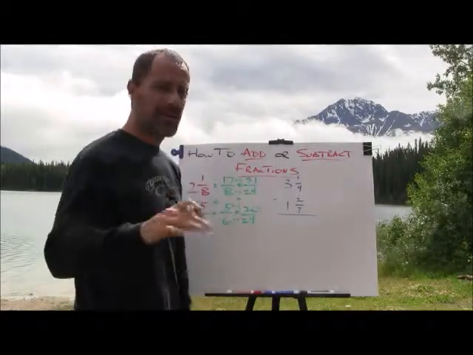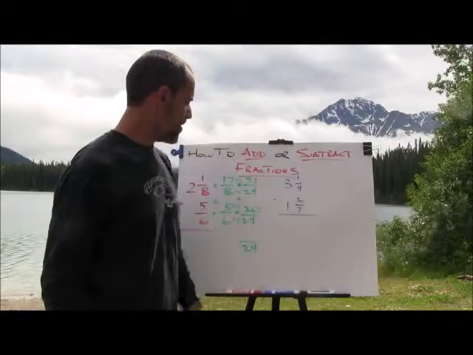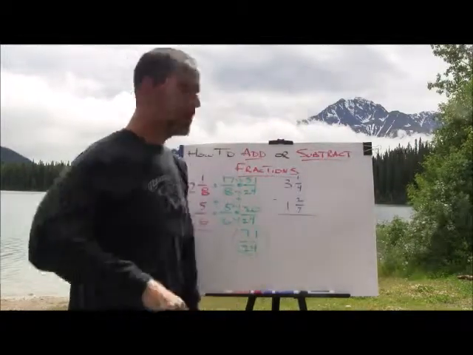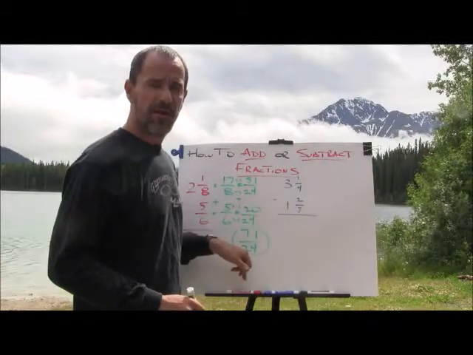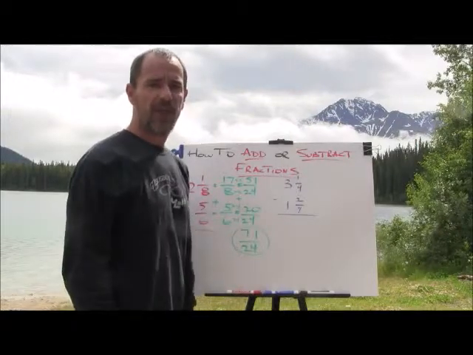When we add fractions, we're going to keep the denominator the same, and we're going to add the numerators. 51 plus 20 is 71. Now at this point, a lot of teachers will ask you to change this back into a mixed number. And you might need to do that. Honestly, I'm okay with you leaving it as an improper fraction.